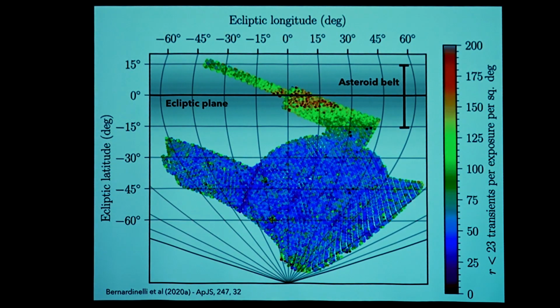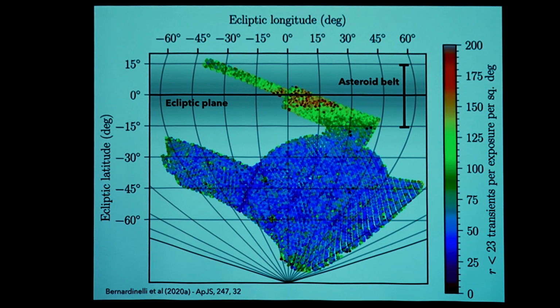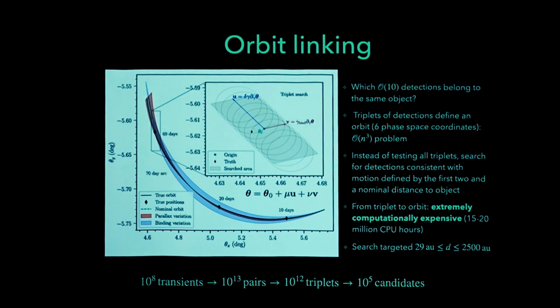So we can ask ourselves, does this make sense as a process? Are we actually finding what we should find here? And the answer is yes. Here's the DES footprint. Each dot is one exposure in r band, and the color tells you how many moving objects we found in this exposure. You can see very clearly that there's an overdensity of transients on the ecliptic plane. You see the asteroid belt. Asteroids are indistinguishable from TNOs at this stage. This is basically the best we can possibly do to find things in a data set like this. Then we need to actually connect these things into orbits.